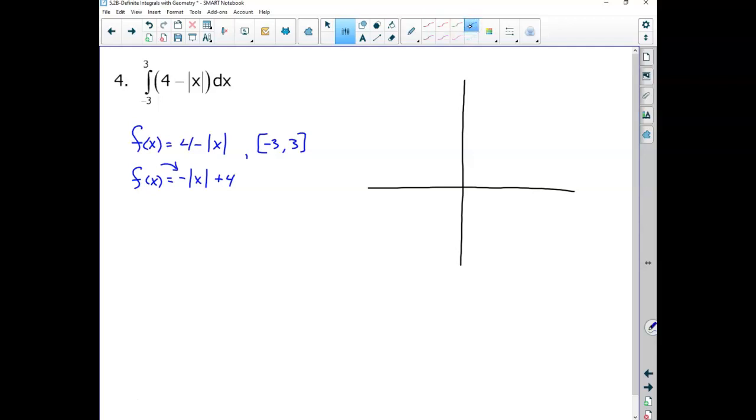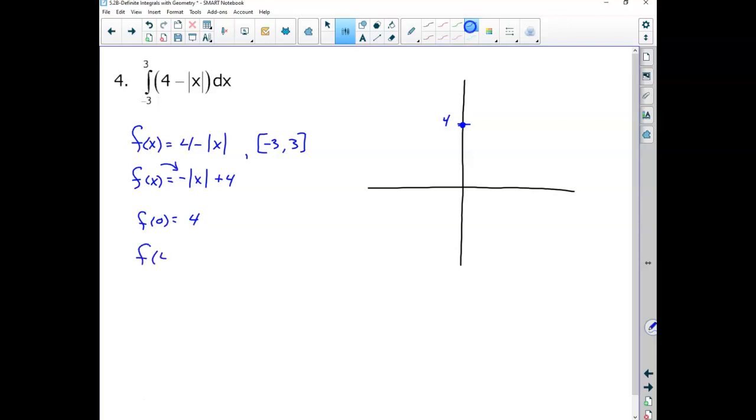So we're going to look here. You can plot points, you can do whatever you want. What is f of 0? That's my y-intercept. That's going to be 4. I'm going to come up here and say right there is 4. And I also want to know, when am I going to be on the x-axis?